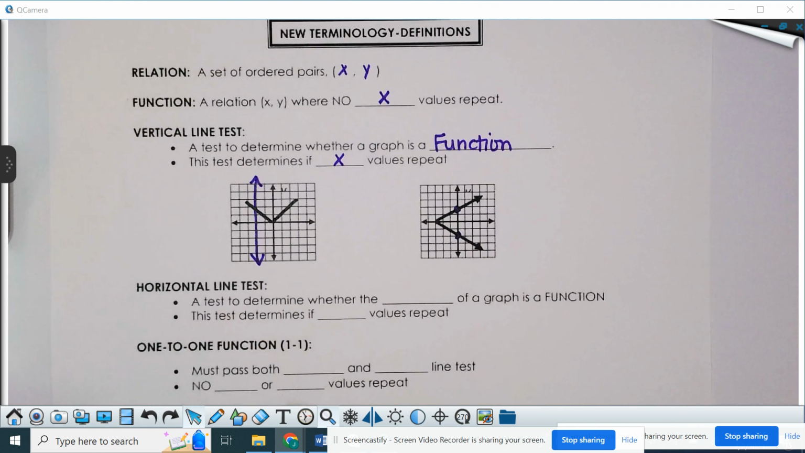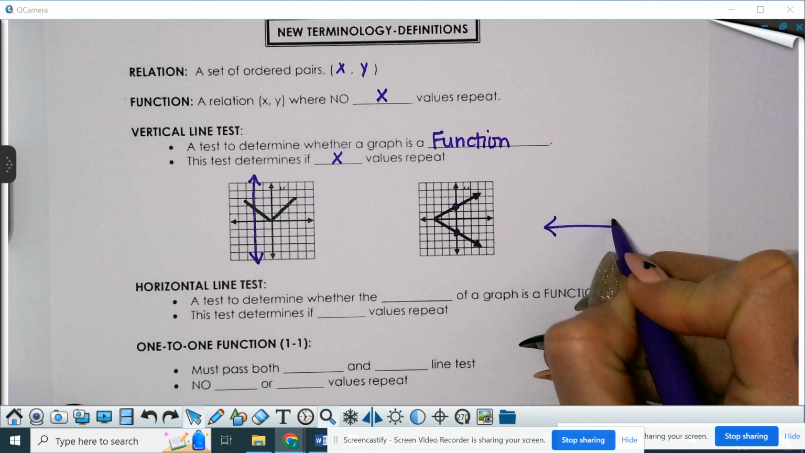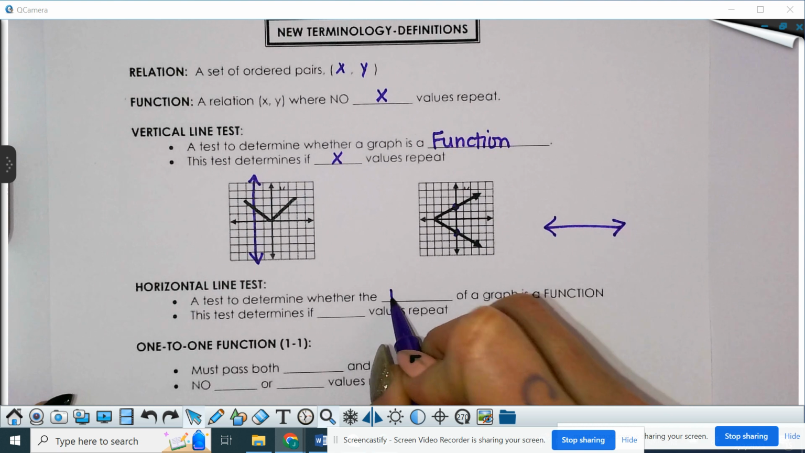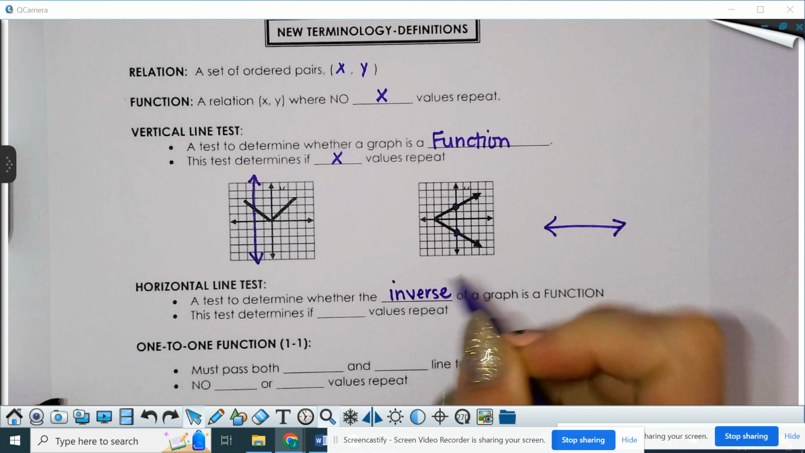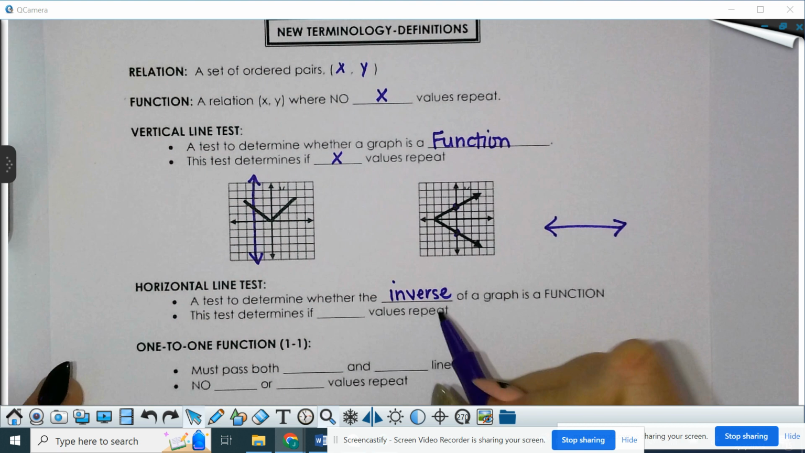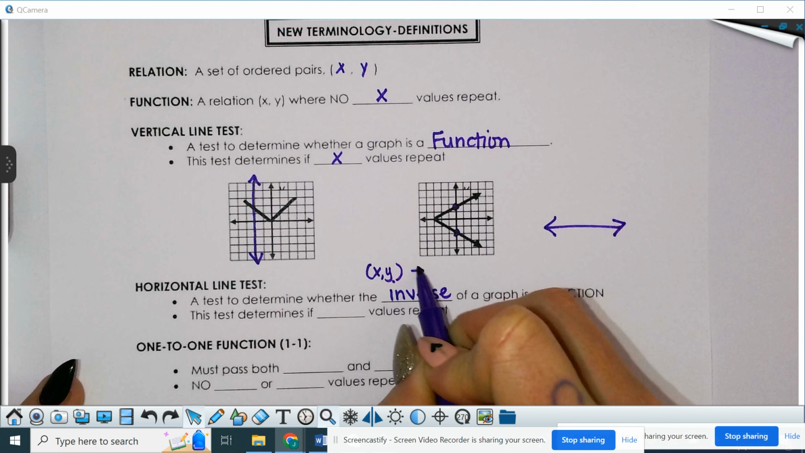Horizontal line test, so horizontal is this way, left to right. A test determines whether the inverse of a graph is a function. So the inverse, we're going to get into inverses a little later. Inverse just means the opposite. Remember, you've heard that word inverse when you say inverse operations. What's the inverse of addition? And you would tell me subtraction. What is the inverse of division? And you would tell me multiplication. So the same thing happens with functions. So it's sort of all your x and y values flip to undo each other, I guess, in theory. That's how I teach it in Math 1 with inverse operations. You undo when you're solving equations. So same, your x and y values, so x and y become y and x.